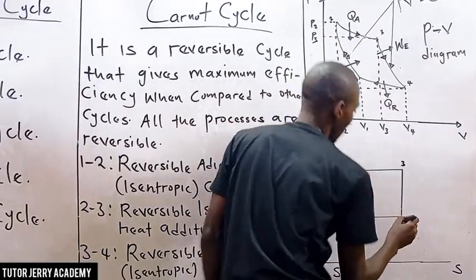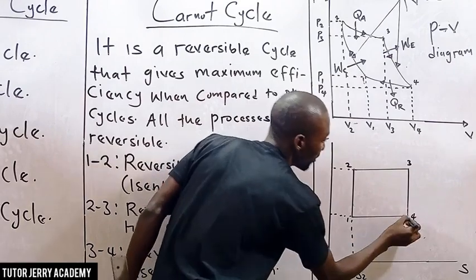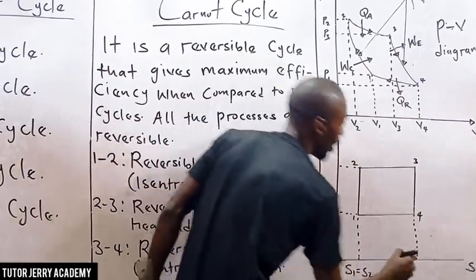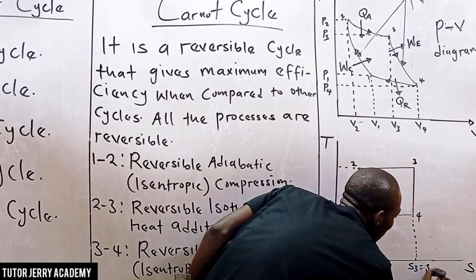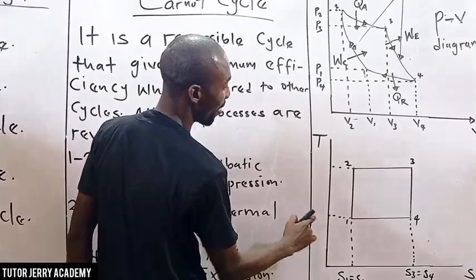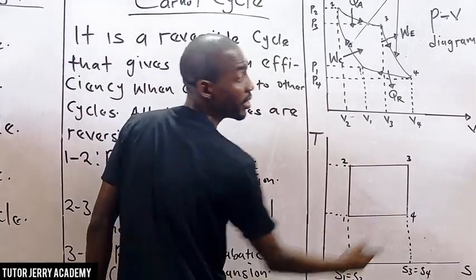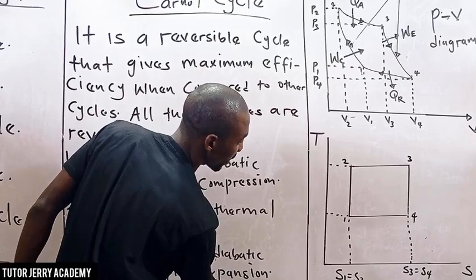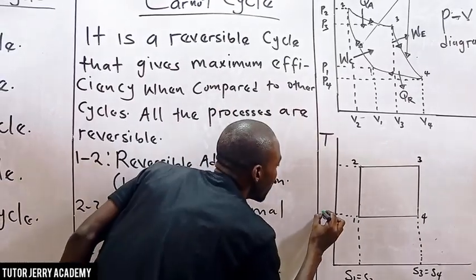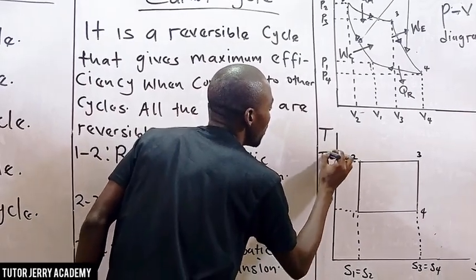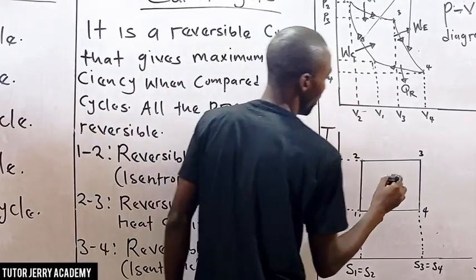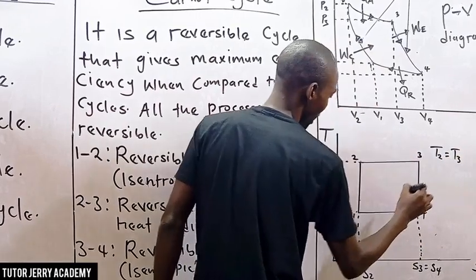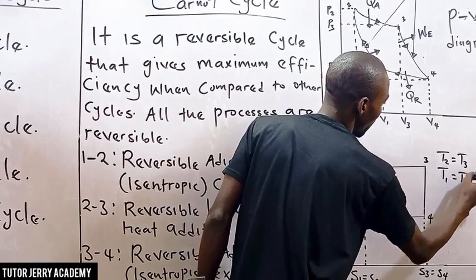All right. So we can say this is 4. So by the time we trace this down, we are going to have our s3 equal to s4. And here we are going to have T1. T1 will be equal to T4 because we are having a straight line. So T1, let me clean this part. Okay, let's call this place T1. Let's call this place T2. But we are going to note that T2 is equal to T3 and T1 is equal to what? T4.